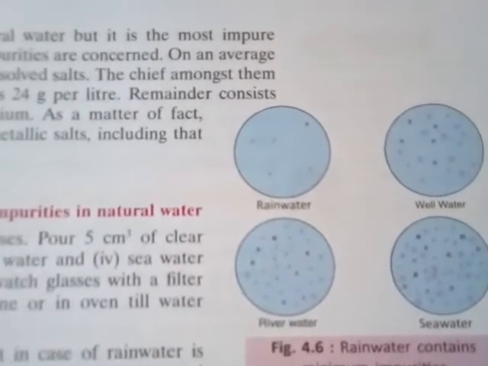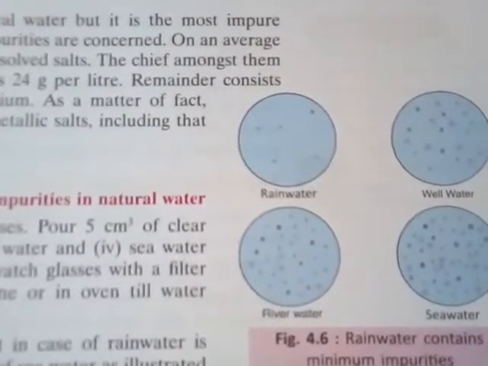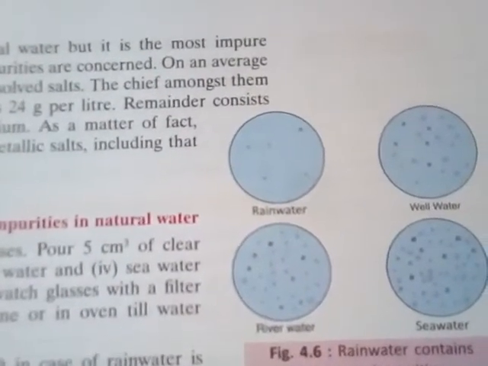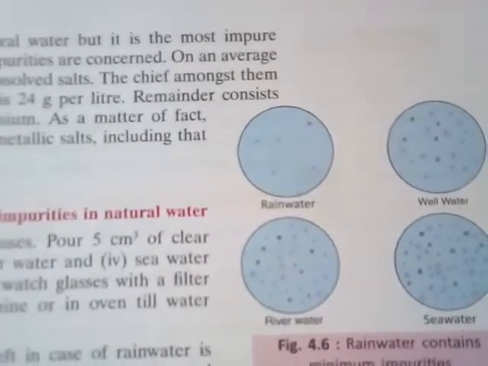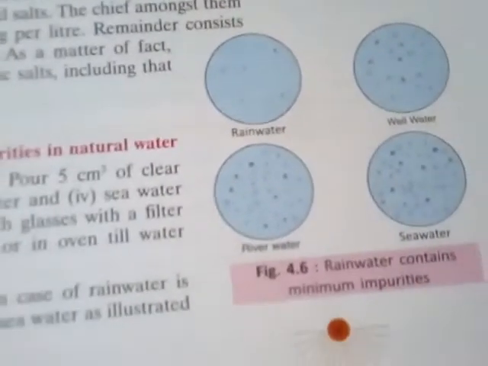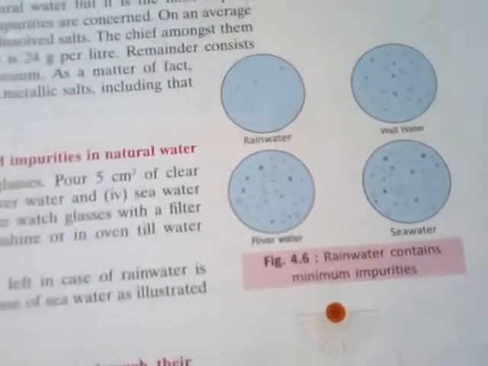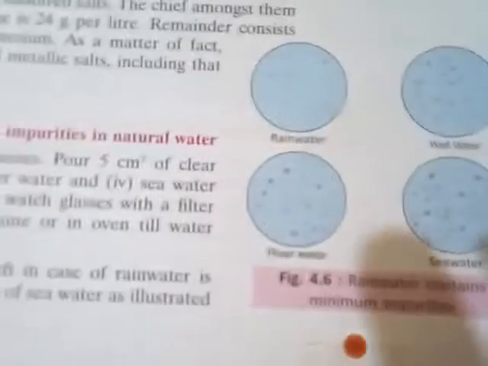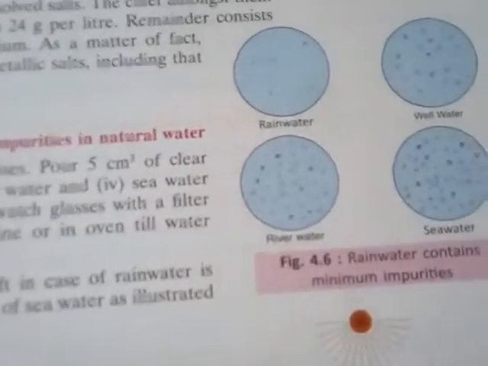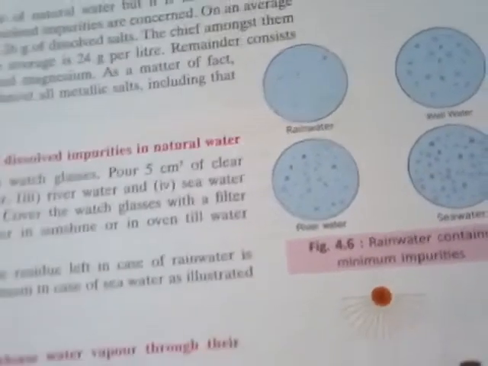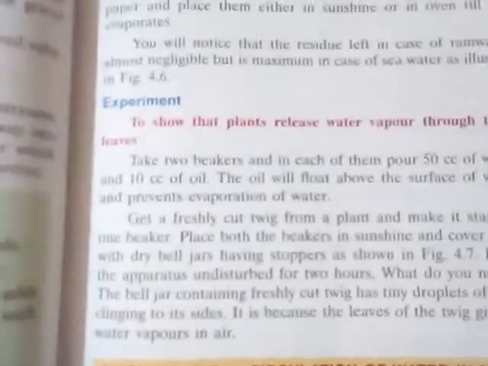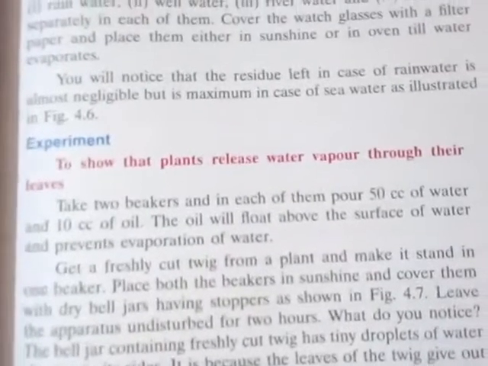So from this experiment, what will we understand? The experiment shows that in natural water the dissolved impurities are present. So this is another example we have. Experiment number 2, to show that the plant releases water vapor through its leaves.